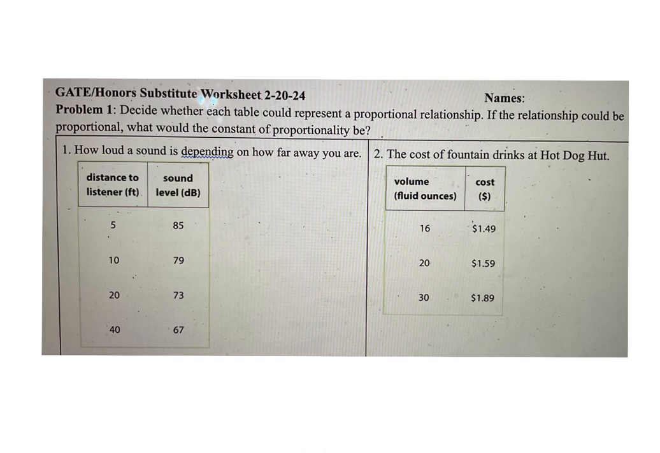Problem 1, decide whether each table could represent a proportional relationship. If the relationship could be proportional, what would the constant of proportionality be? So problem number 1 says how loud a sound is depending on how far away you are.